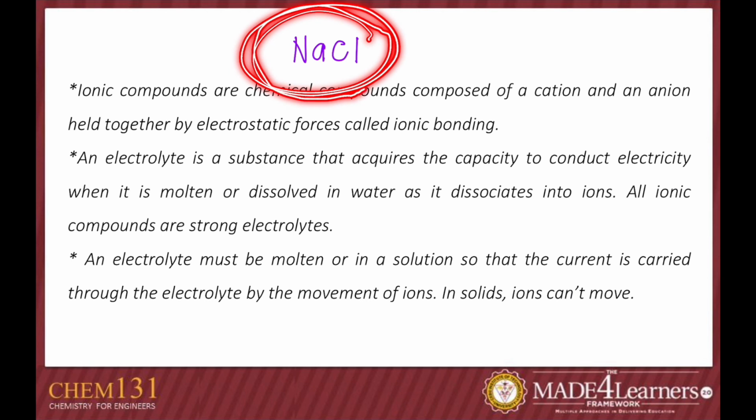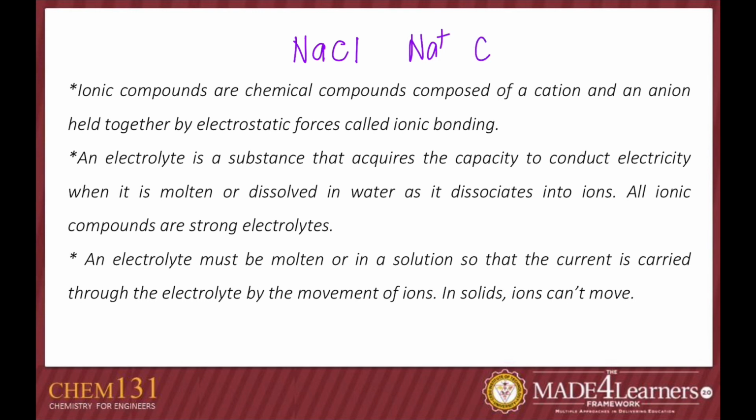So it has to be either melted or dissolved in, let's say, water, so that the electrons can flow and the ions can move. When melted, it produces ions, Na plus and Cl minus, and the ions can move. Solids cannot move. So they have to be molten again or dissolved in a suitable solvent.